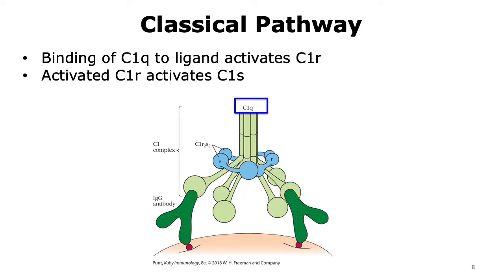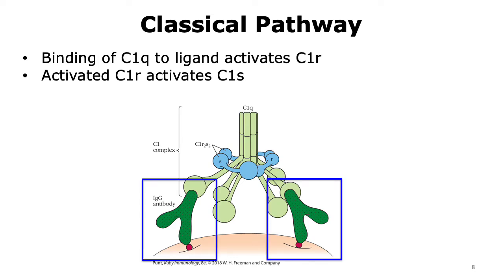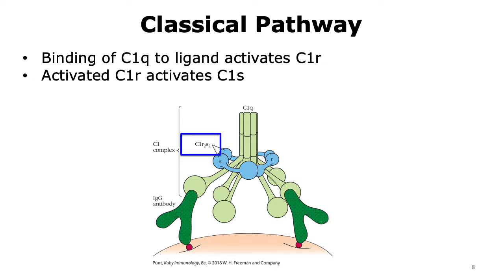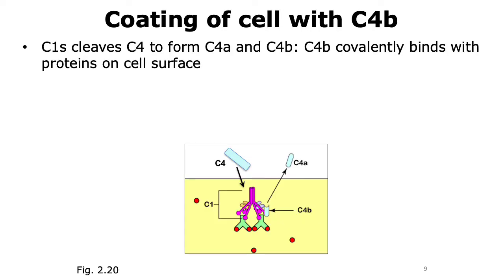When the C1q part of the C1 protein binds to a pathogen or antibodies that are bound to the pathogen, it activates the protease C1r, which will then activate the protease C1s. The C1s protease then interacts with the complement protein called C4, and it cleaves this protein into two fragments, the smaller C4a fragment and the larger C4b fragment. The C4b fragment is able to form a covalent bond with the proteins that are on the cell surface of that pathogen.